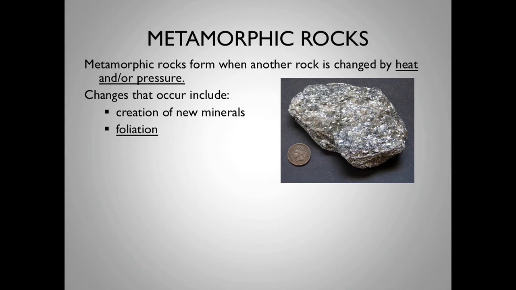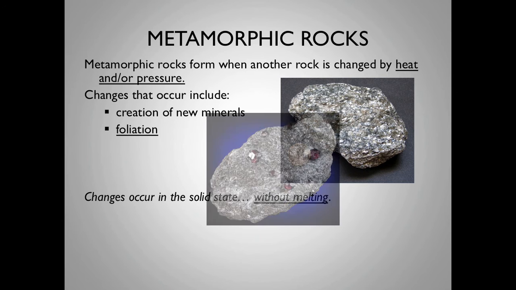The changes that occur can include the creation of new minerals and something called foliation. So we'll talk about what foliation is in a second. You can see in the rock that's pictured those shiny platy mica crystals. Mica is that flat mineral that often looks really shiny and metallic even though it's not. Those minerals were created in the process of pressure on the rock. So they were actually not there before the pressure, and now they are.